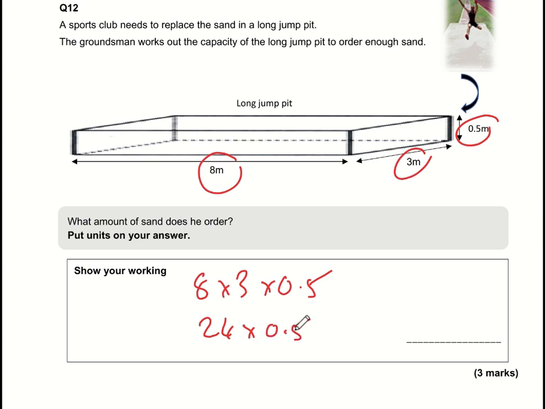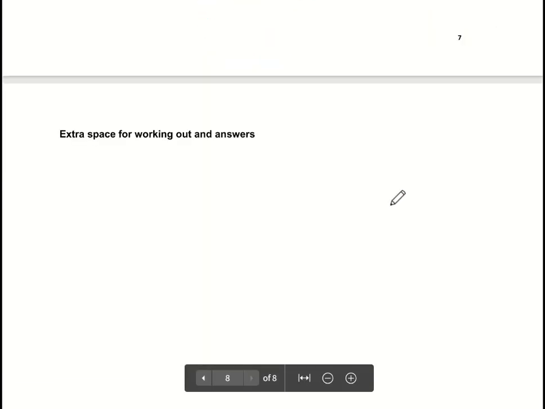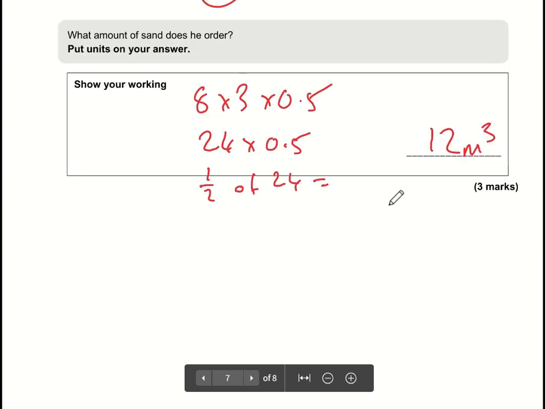Now 0.5 is a half. So all we want to do now is work out a half of 24, and a half of 24 is 12. So that is 12 cubic meters. And that is the end of this section.